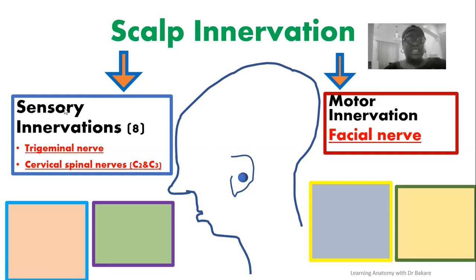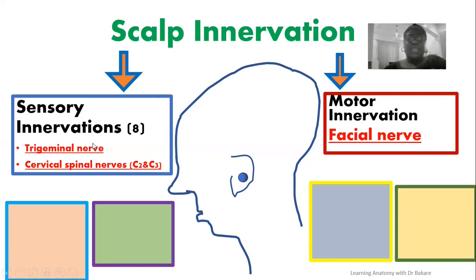So going further on the sensory innervation, we already established that we have 8 branches giving sensory innervation to the scalp. And these 8 branches are from 2 major nerves: the trigeminal nerve, which is the 5th cranial nerve, and the cervical spinal nerves. These cervical spinal nerves are limited to just the C2 and C3 cervical spinal nerves. We know that we have cervical spinal nerves ranging from C1 to C8, but the specific region responsible for supplying sensory innervation to the scalp is limited to just the C2 and C3 cervical spinal nerves.